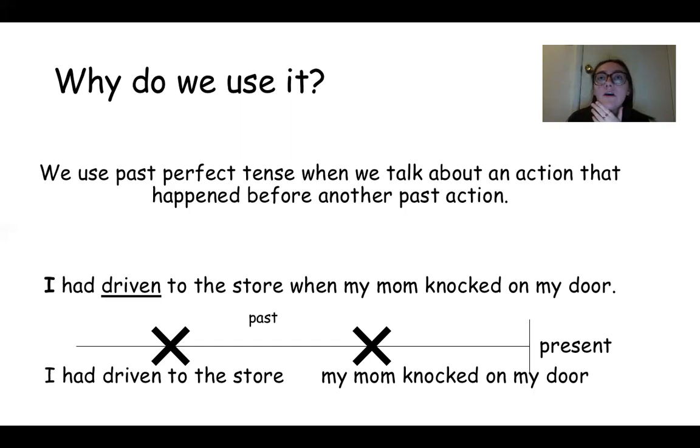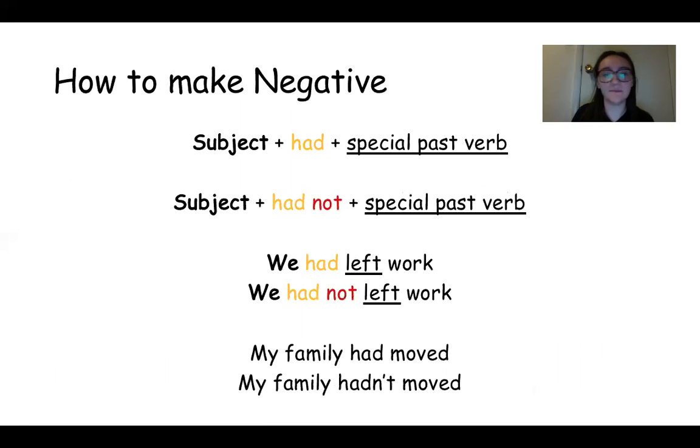So you're letting them know, hey, I did this thing first in the past that made it so I couldn't do the thing that you wanted me to right after that. So that's why we use it. We use it to explain situations, like why we did not do something or why something happened.